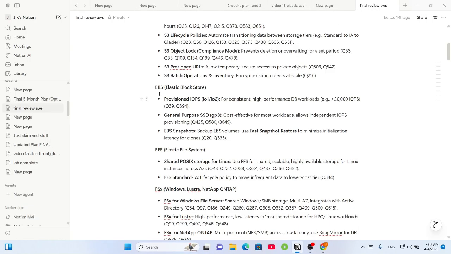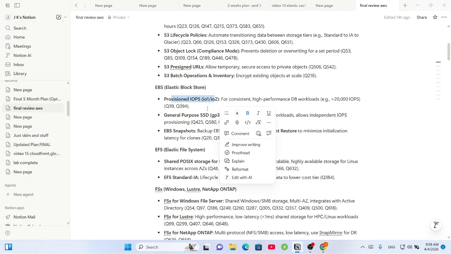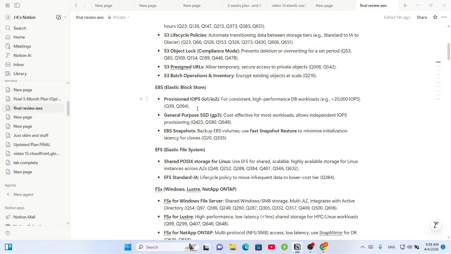So now we go to EBS. Basically, IOPS is the number of reads and writes per second the storage can handle. That's IOPS. So if you have a database inside this EC2 instance, or a DB workload or high performance workload that requires a lot of reads and writes, then it's better to increase the IOPS, make it greater than 20,000 basically. Okay.